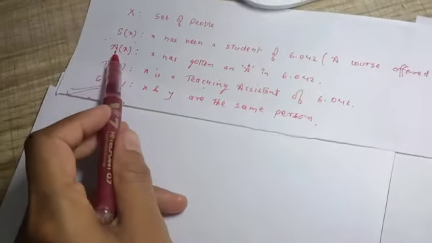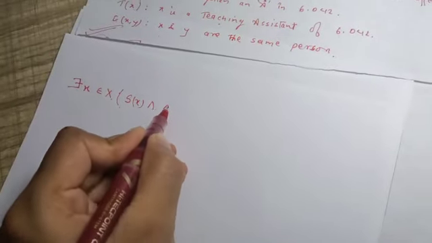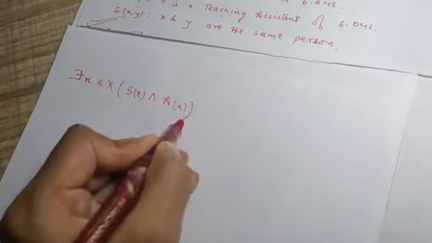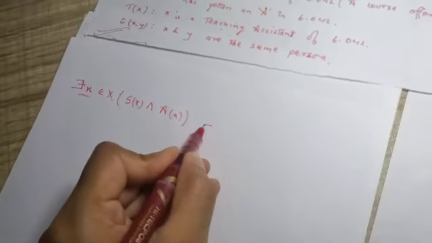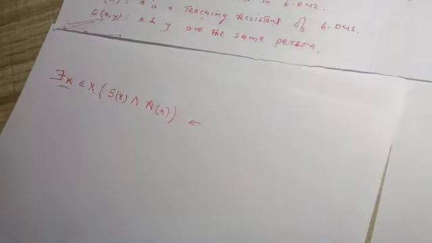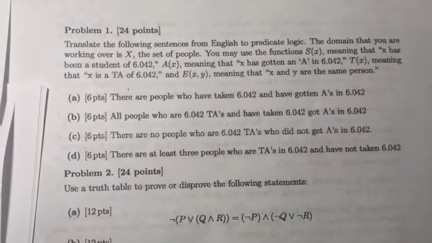So they have received an A, and this is the function for that notation. So we'll say S of X intersection A of X is true for these people. This is the formula for the first sentence. Now let's talk about the next sentence.